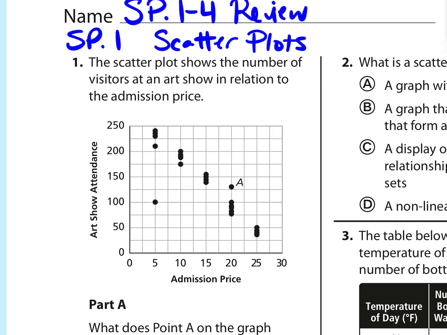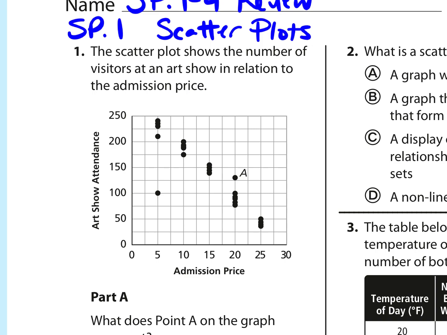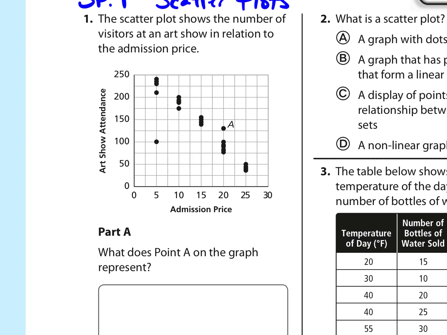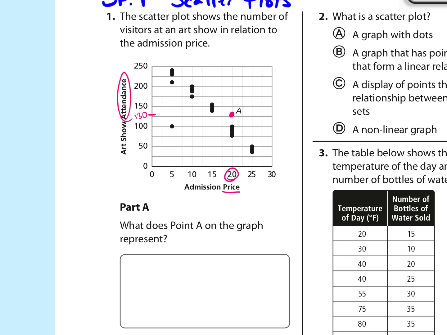It says the scatter plot shows the number of visitors at an art show in relation to the admission price. What does point A on the graph represent? So here's point A on the graph. It's where the admission price is $20 and where the attendance is a little over 125, we'll say maybe about 130 people. So we could say something to the effect of at $20 admission, about 130 people attended.